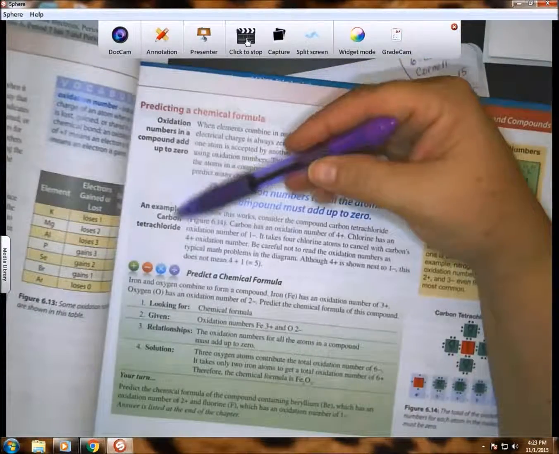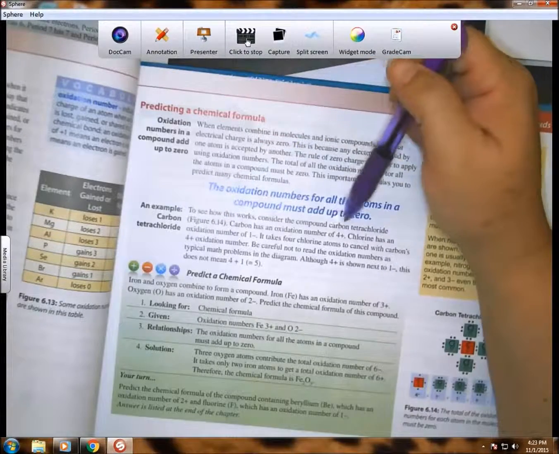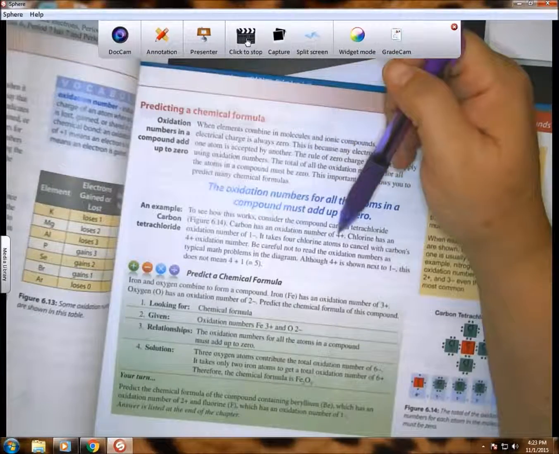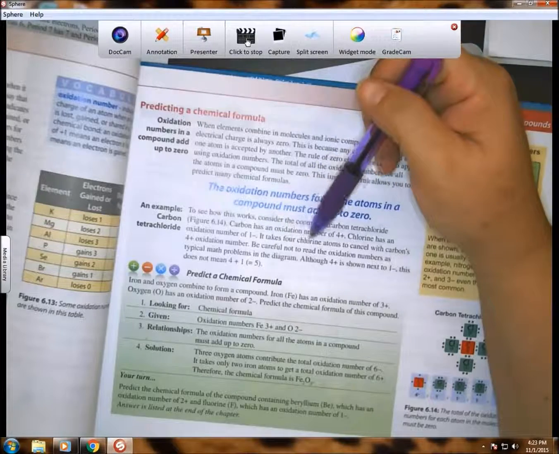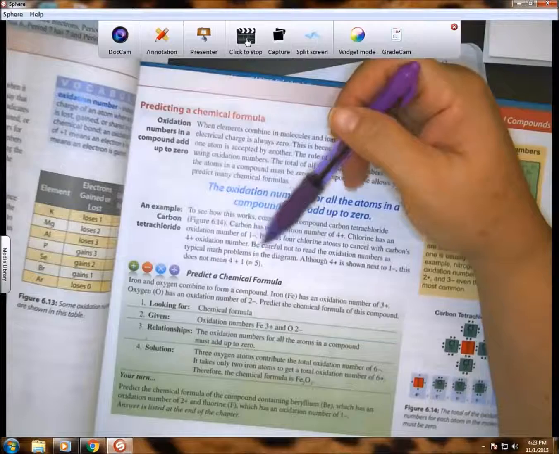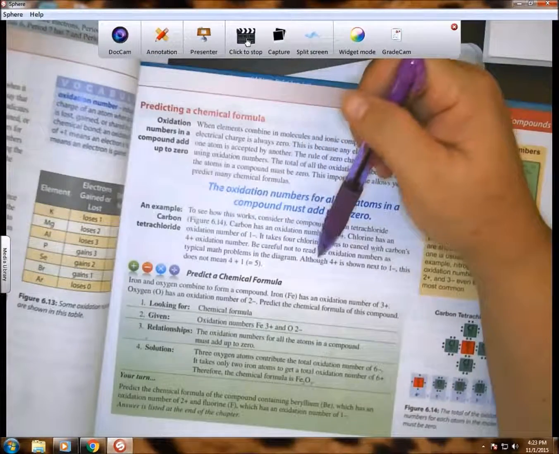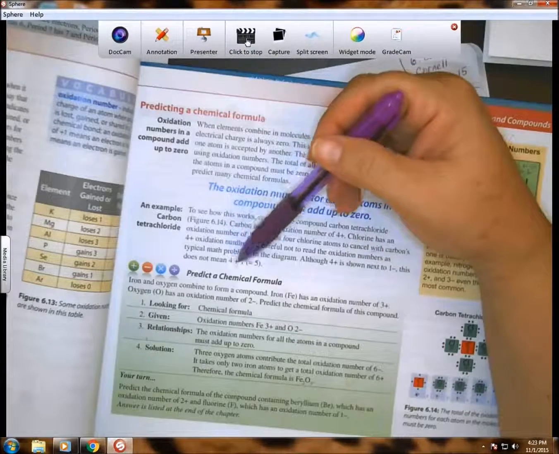An example: carbon tetrachloride. To see how this works, consider the compound carbon tetrachloride, figure 6.14. Carbon has an oxidation number of 4 plus. Chlorine has an oxidation number of 1 minus. It takes four chlorine atoms to cancel with the carbon's plus 4 oxidation number. Be careful not to read the oxidation numbers as typical math problems in the diagram. Although 4 plus is shown next to 1 minus, this does not mean 4 plus 1 equals 5.